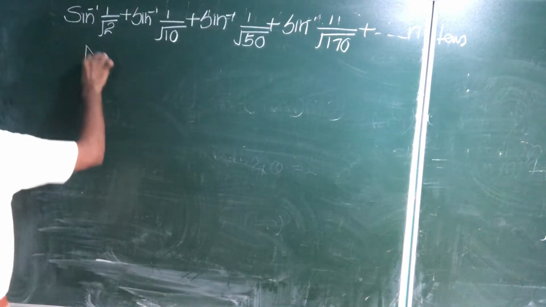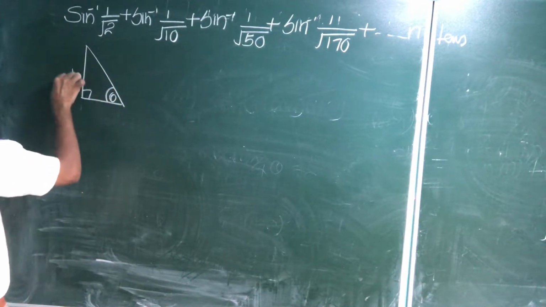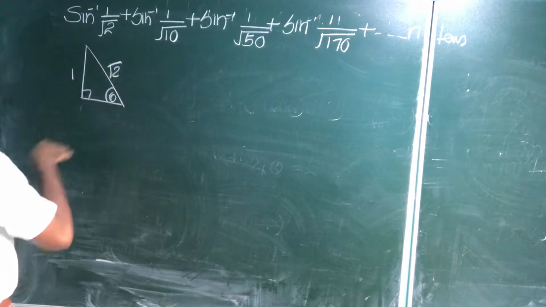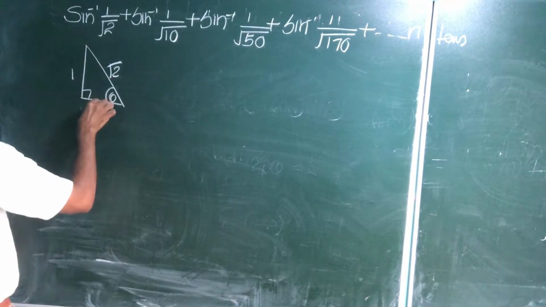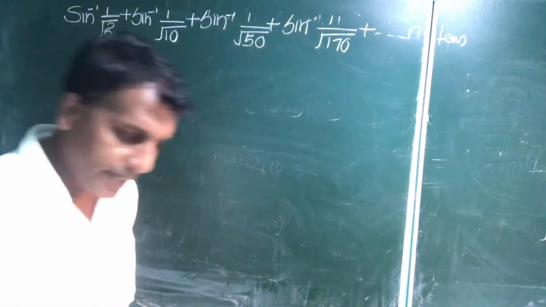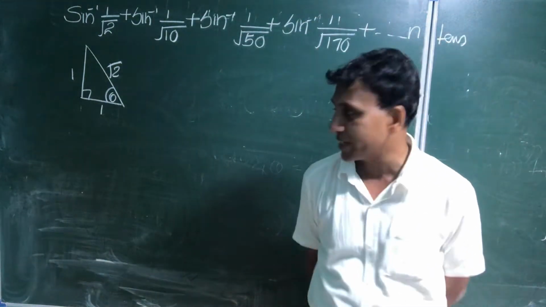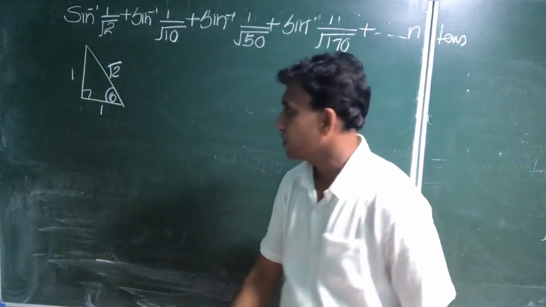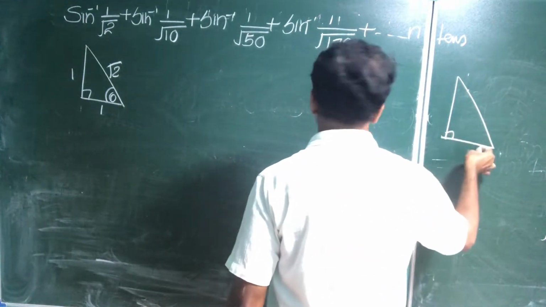If I draw this, and it's theta, what is sine theta? 1 over root 2. Therefore here, 2 minus 1, 1. So the first answer, sine inverse 1 over root 2, means tan inverse 1. What is tan theta? 1.